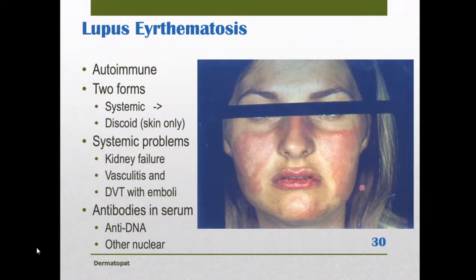So you see this person, how parts of her face are reddened. Systemic problems will cause kidney failure, vasculitis, and deep venous thrombosis with embolism. Antibodies in the serum, which will be measured, are anti-DNA antibodies. As I said, the body is reacting to the DNA of the dead cells of that same person.